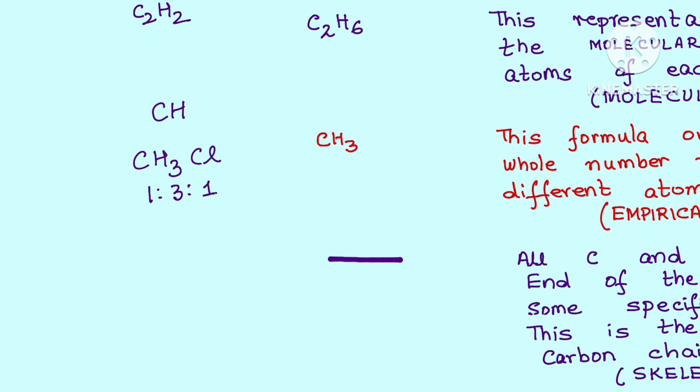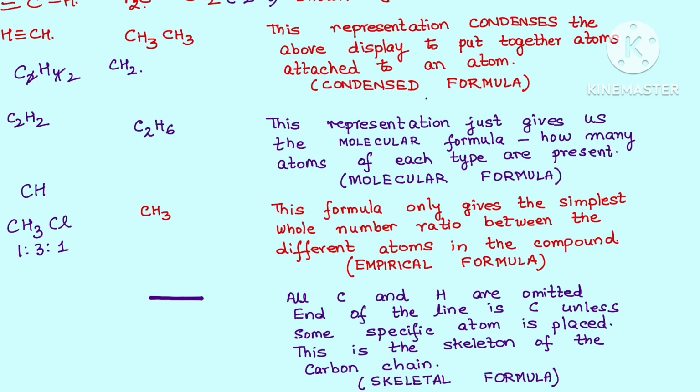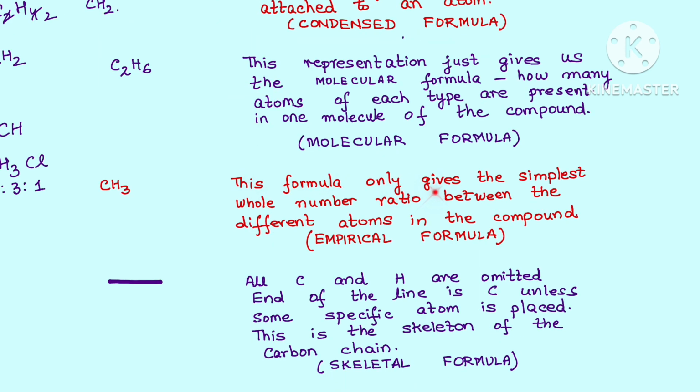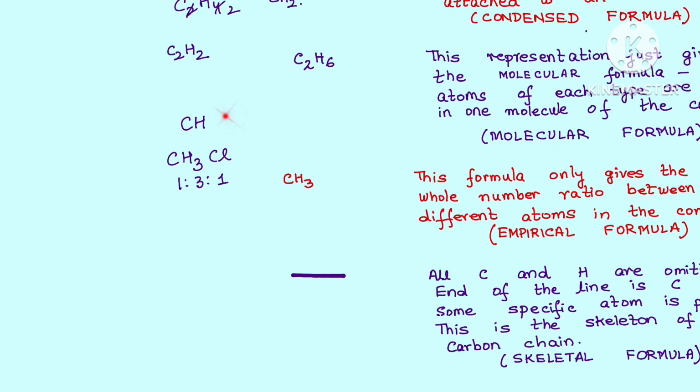Yes, you cannot. Hence, the molecular formula and the empirical formula of this compound is the same. So let us define molecular formula. This representation just gives us the molecular formula: how many atoms of each type are present in one molecule of the compound. Empirical formula gives us the simplest whole number ratio between the different atoms in the compound. So you notice the difference, but yes, for some compounds, the empirical and molecular formula can be the same.